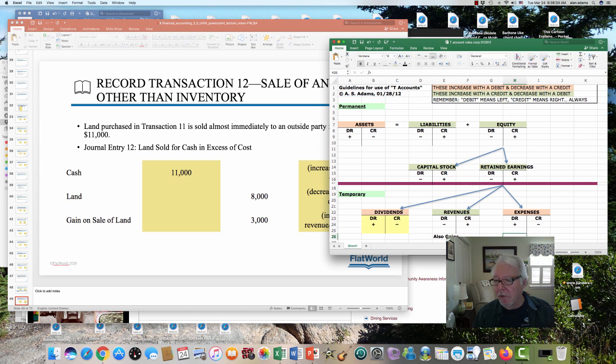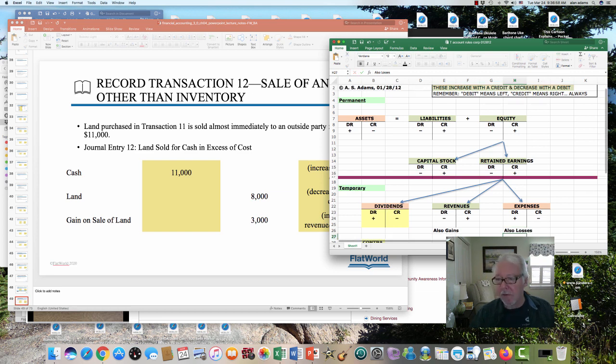Gains are just like revenues, okay? Except that we don't want to classify them as revenues because we're not in that business. We want to show them as extraordinary, incidental, outside of our normal course of business. Way over here, if we had lost money on that land, it would have followed this rule. So revenues and gains behave the same way. Expenses and losses behave the same way.